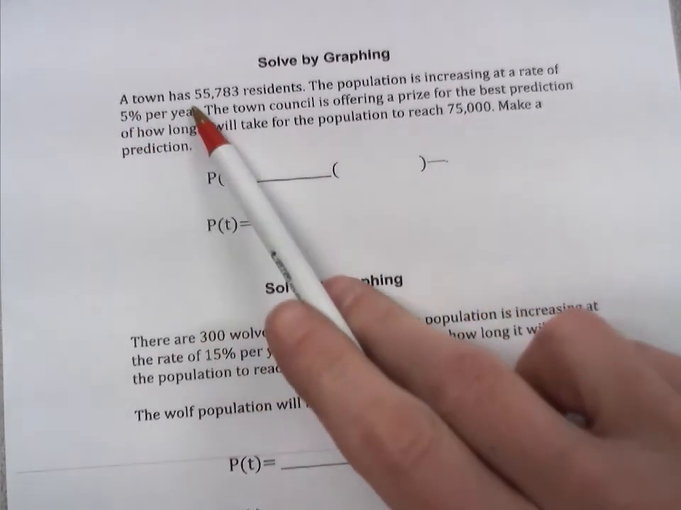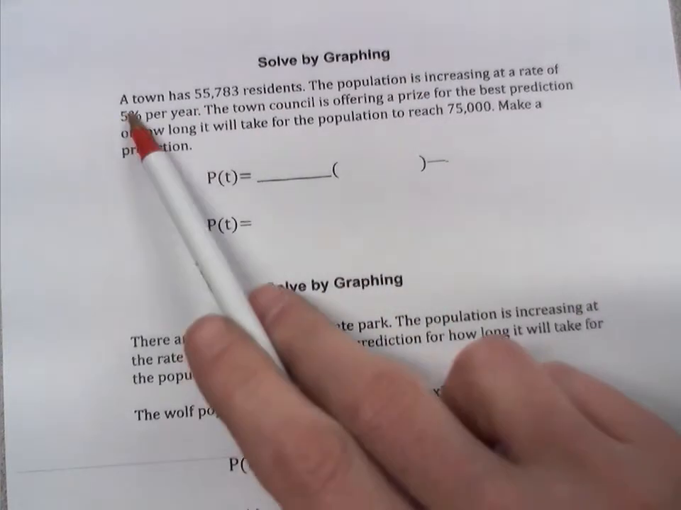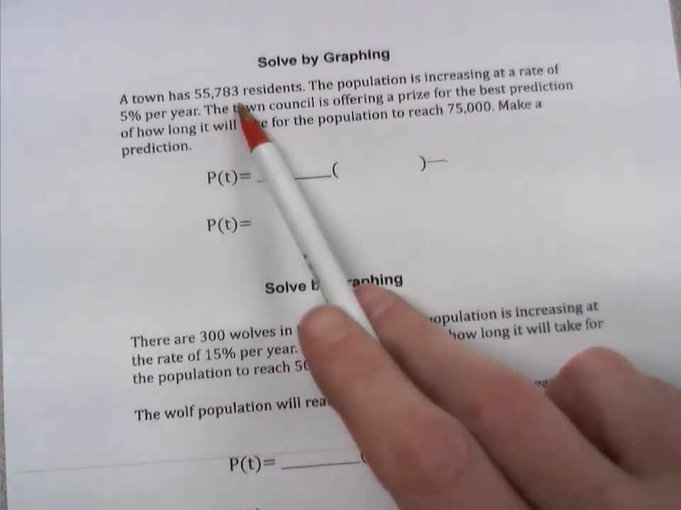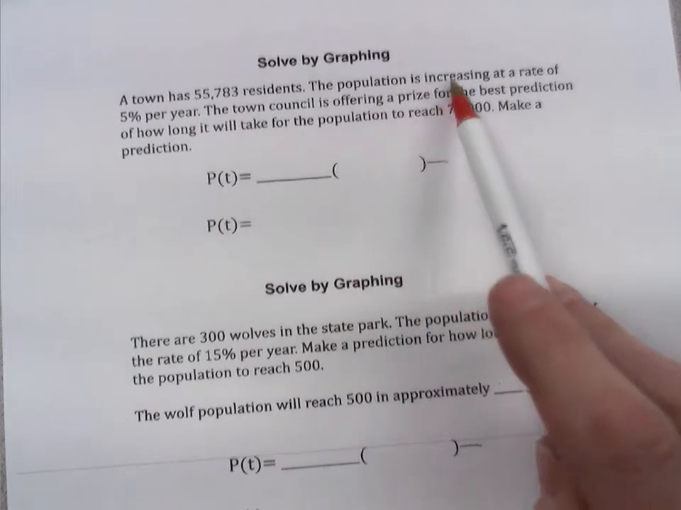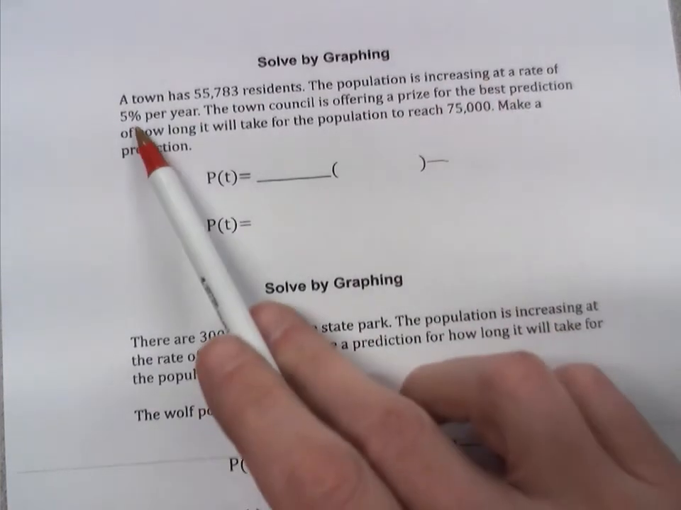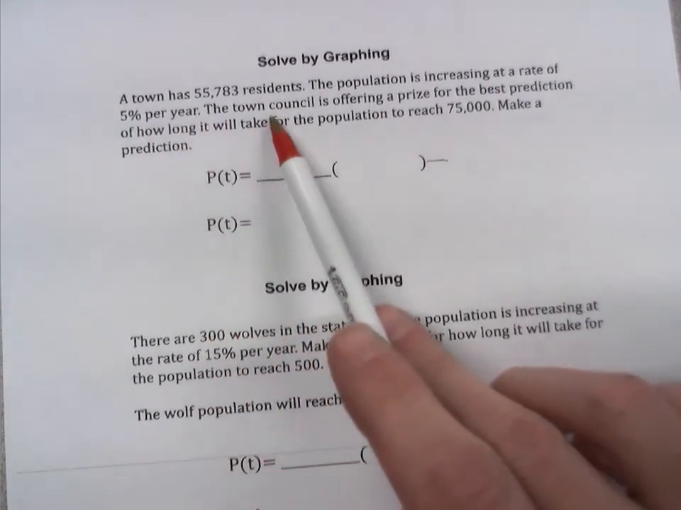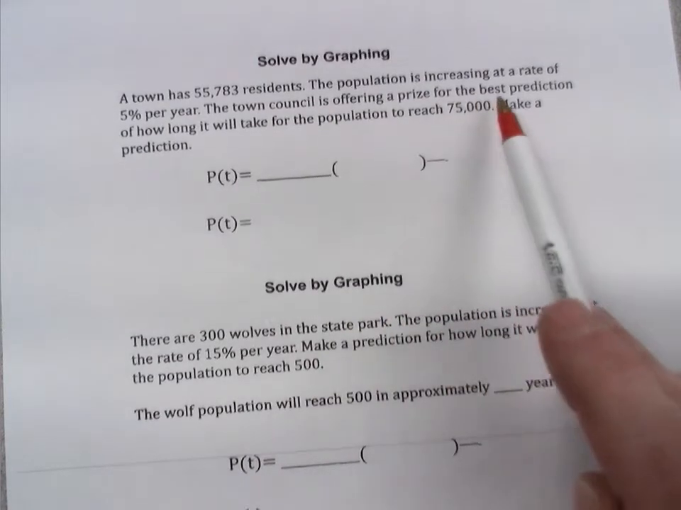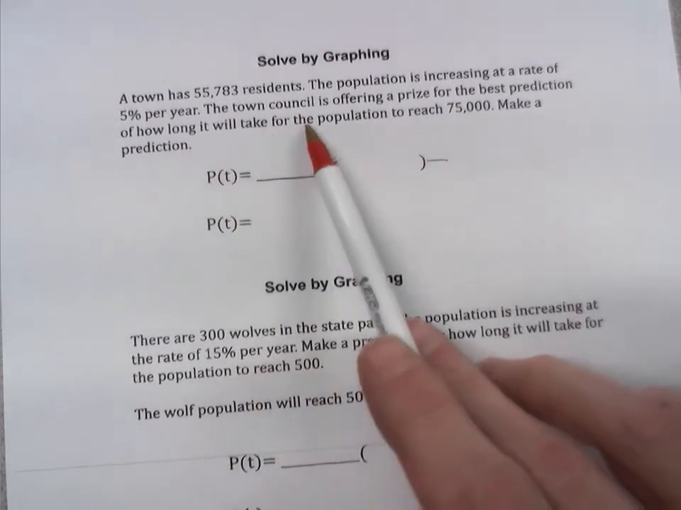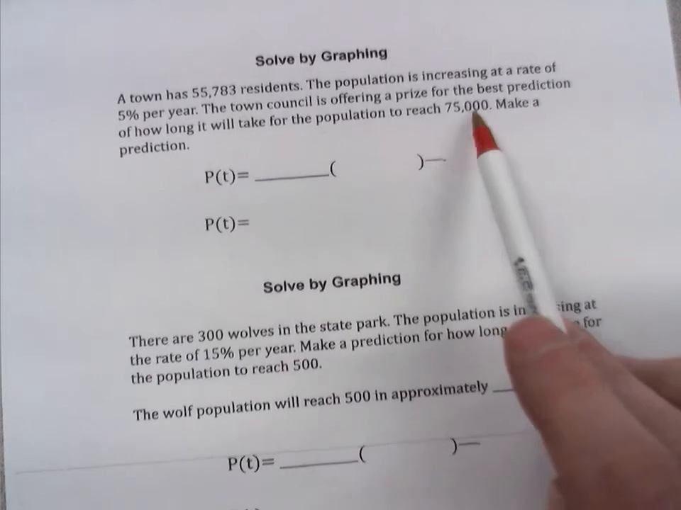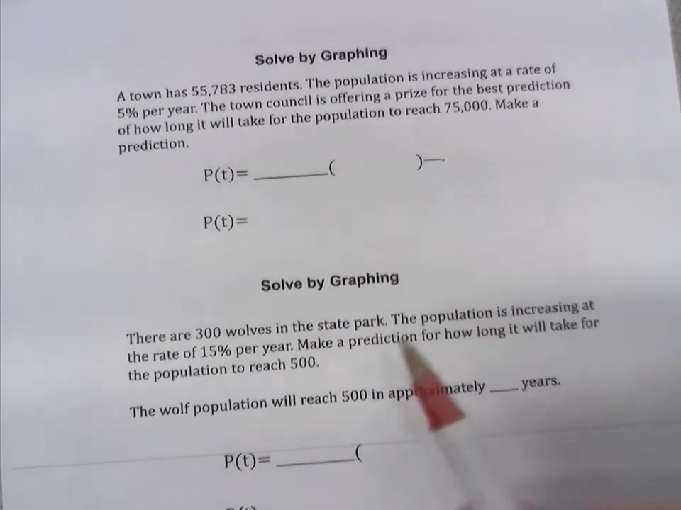We're going to look at a couple of problem examples. A town has 55,783 residents. The population is increasing at a rate of 5% per year. The town council is offering a prize for the best prediction of how long it will take for the population to reach 75,000. Make a prediction. So it's just a prediction.